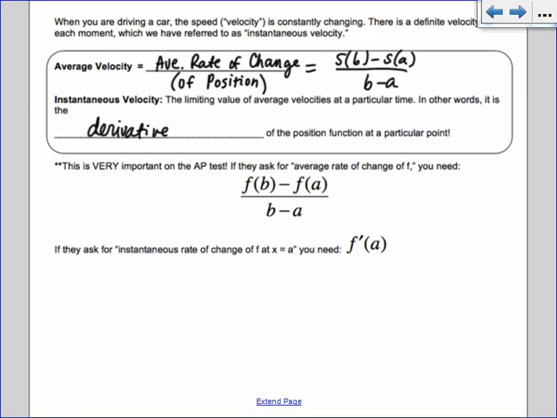So this is always happening on the AP test. It will always say average rate of change of F, or average rate of change of the position, or average velocity, or whatever. That's when you're using F of B minus F of A. You're always on some kind of interval, all over B minus A. But if you say, what is the derivative of the position function? What is the velocity at time 3? What is the blah, blah, blah at this time? It's saying at that specific moment, okay? That's the instantaneous rate of change.